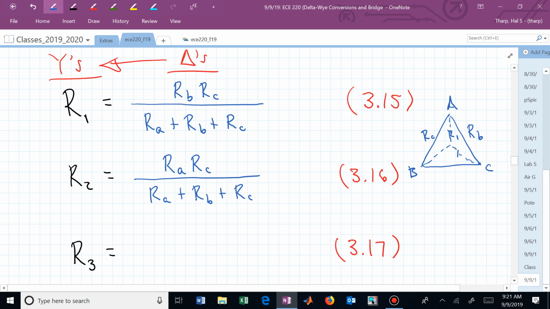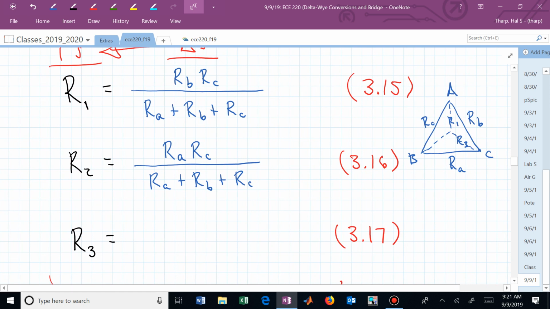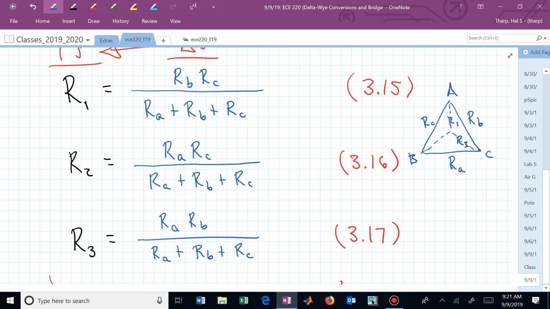Bottom right. So here is R sub 3, and this is R sub A, there's only one left. So how do I now write R sub 3? What's its formula? R sub 3 touches R sub A and R sub B, and it's R_A R_B over R_A plus R_B plus R sub C. That's how you could find these different Y resistor values in terms of delta resistor values.